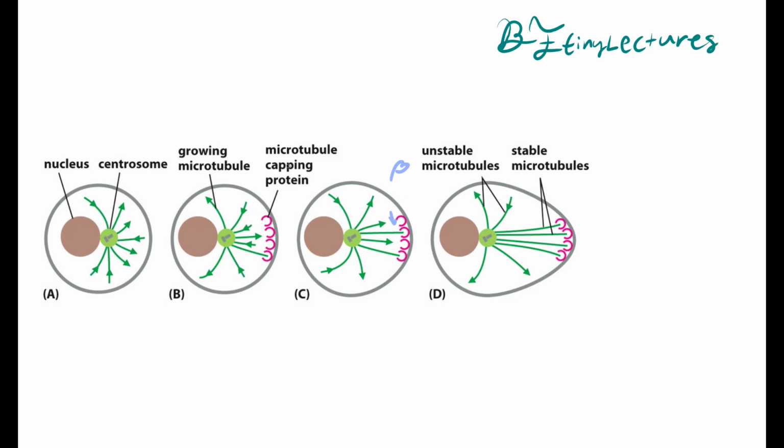When this happens, the capping proteins actually prevent GTP hydrolysis. Now, if I prevent GTP hydrolysis, what does that mean? Well, it means that I will always have GTP, and that means that I will always be expanding and growing. So here we can see that this microtubule is continually expanding. It is continually growing. So this allows for cell polarization.